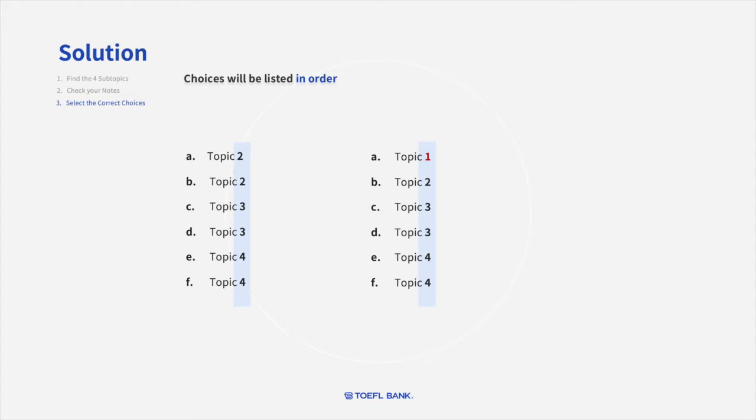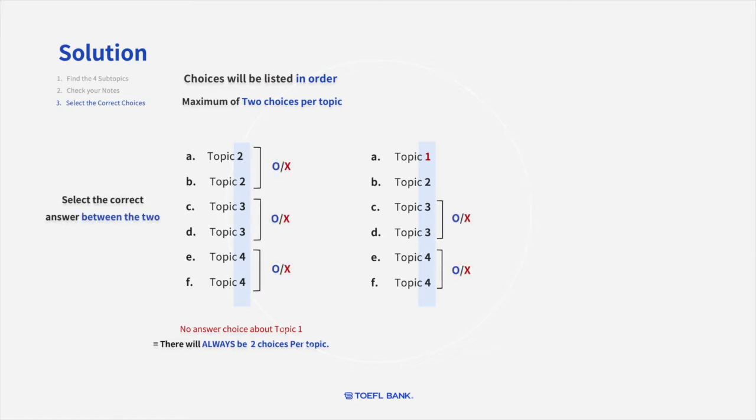Another pattern of these 6 choices that you should keep in mind is that there will be a maximum of 2 answer choices that talk about one subtopic. And in cases where there isn't an answer choice for topic 1, there will always be 2 answer choices about each subtopic, as in subtopic 2, 3, and 4. Your goal was to find the correct answer choices for topic 2, 3, and 4, which means since there are 2 answer choices for each topic, all you have to do is to select the correct choice between 2 answer choices for each topic 2, 3, and 4.